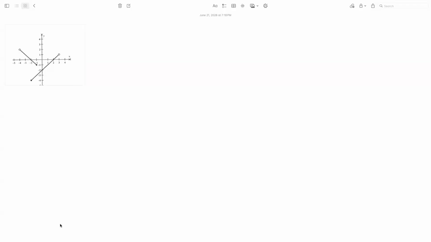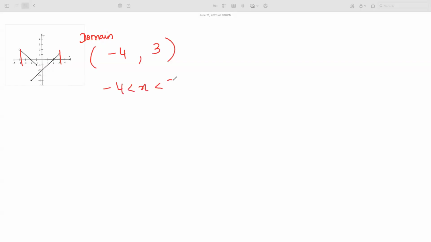So the entire function you need to account for. For the domain, I'll write down. See, the leftmost is -4, rightmost is 3. -4, 3. Both have parentheses. And then inequality notation is this. And then set notation can be x. You don't need to say x is an element of R here. Okay, this is it. Okay, for the range, what do you do?